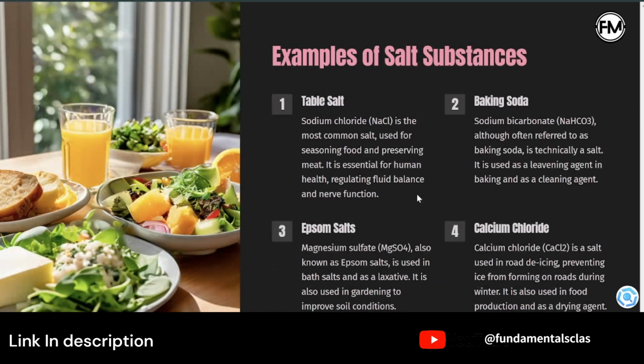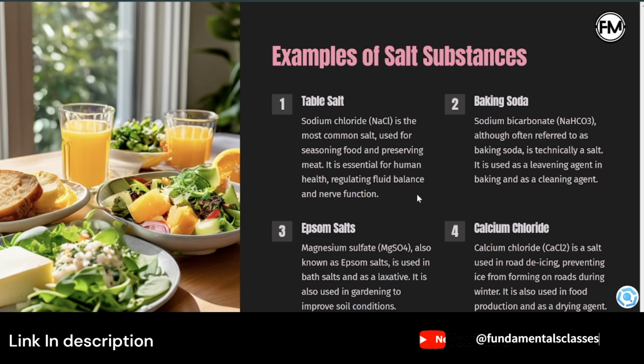Okay, so some examples. An example of a salt substance is table salt, what we use at home, NaCl, that is sodium chloride. It is the most common salt used for seasoning food or preserving meat. It is very essential for human health, regulating fluid balance and nerve function. That's why we use salt. Second one is baking soda. That's what I told you. Baking soda means sodium bicarbonate, right? So baking soda we can use for cooking food as well. Sometimes we use it, right?